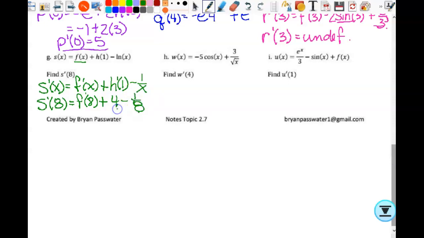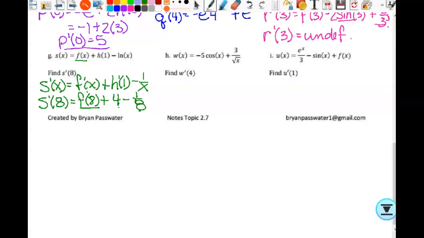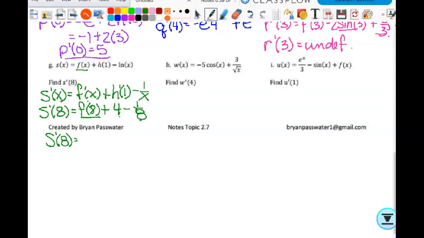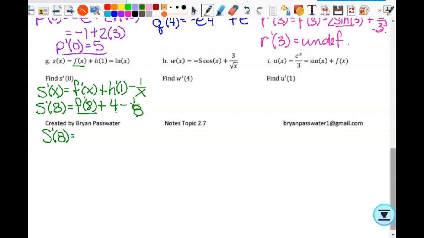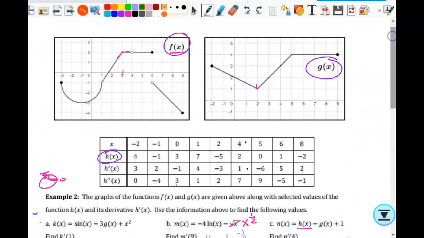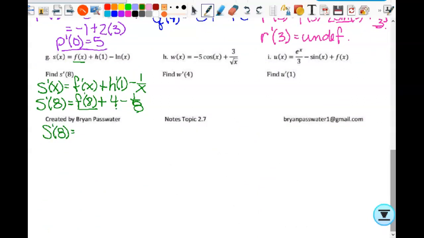So again, we don't have to simplify this part, but I have to put something in for this. So s prime of 8 equals, all right, do I have an F prime graph? No, but I have an F graph. Oh, shoot, I'm moving the wrong thing. I have an F graph, and it was of 8. So here's 8, which means I need the slope here, right? Is this slope positive or negative? Negative, and it's a negative 1. Very good. So this is negative 1 plus 4 minus 1/8.